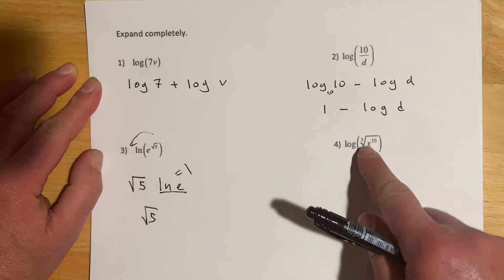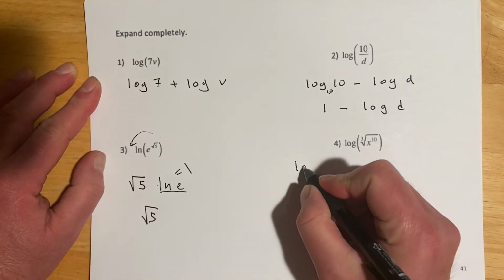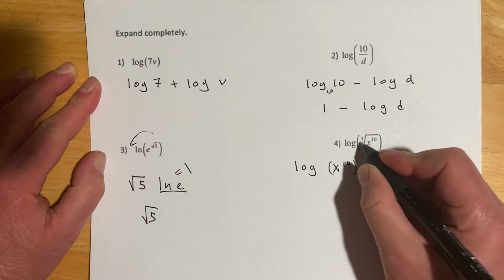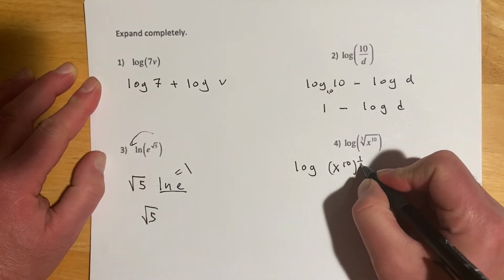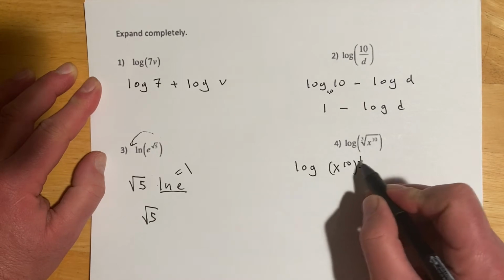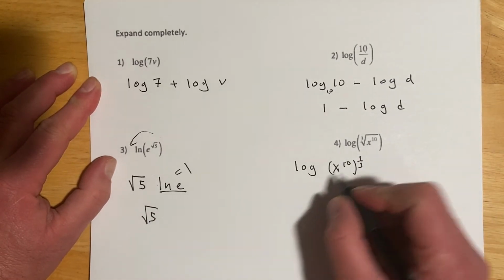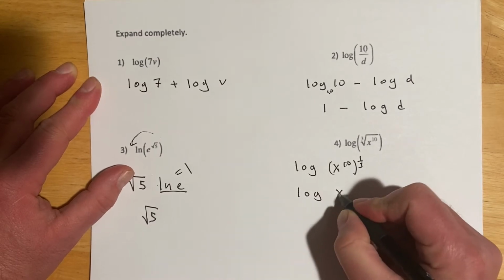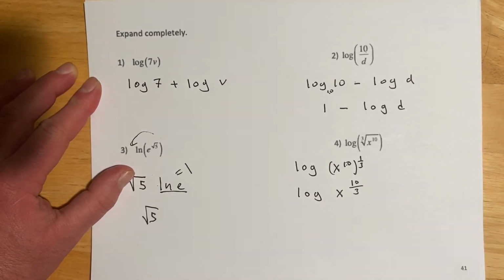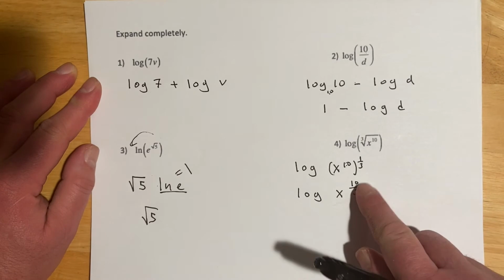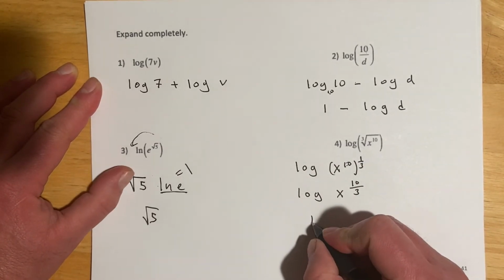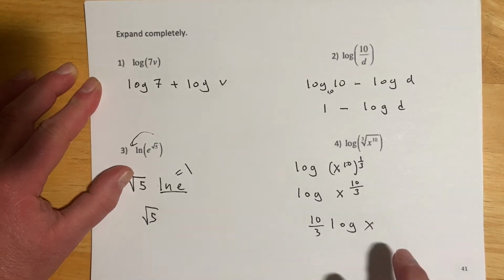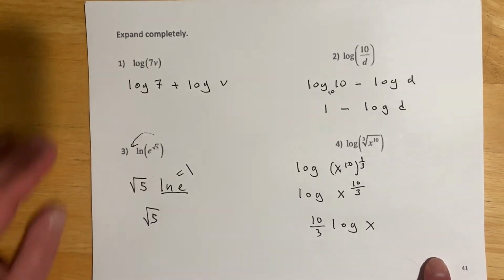This one is that root power thing that I was talking about. So this is log, and this is x to the 10th, and then that's the cube root, so I'm going to write that as a 1/3, and then that's going to let me write that as a fractional exponent. So I'll go 1/3 times 10, and I have log x to the 10/3. And now I can apply property 3 and bring that down front. So 10/3 log x. And that is as expanded as that gets.